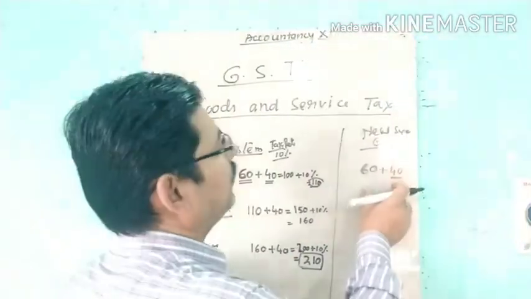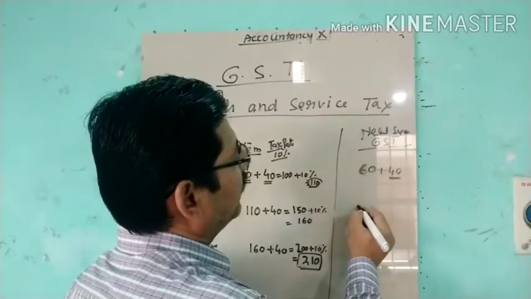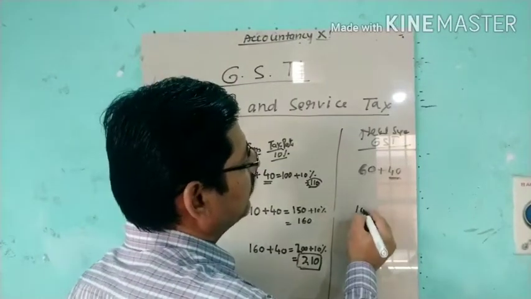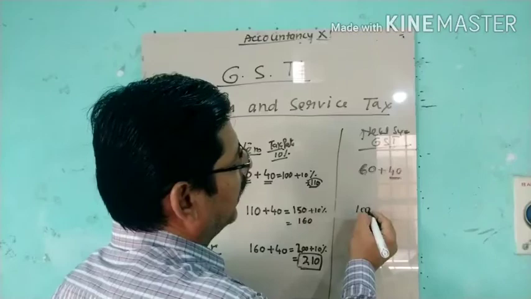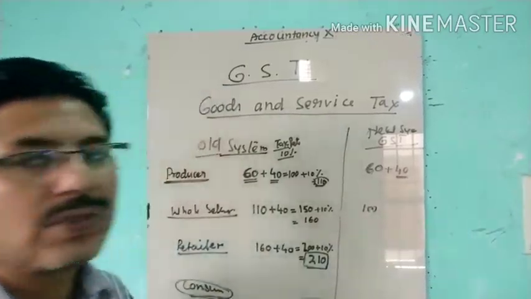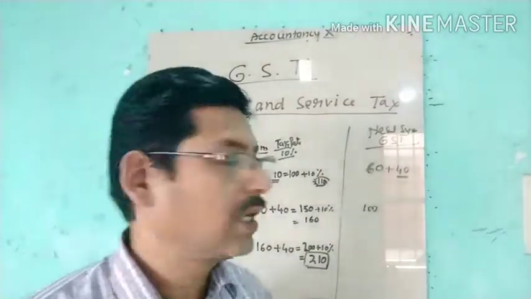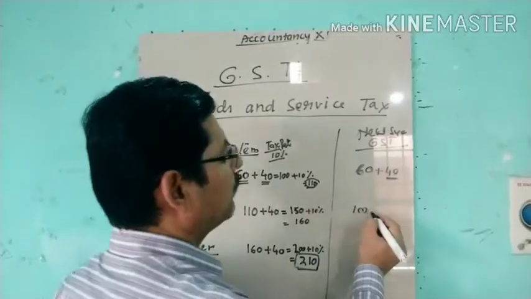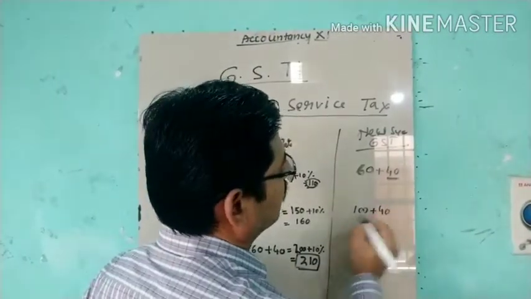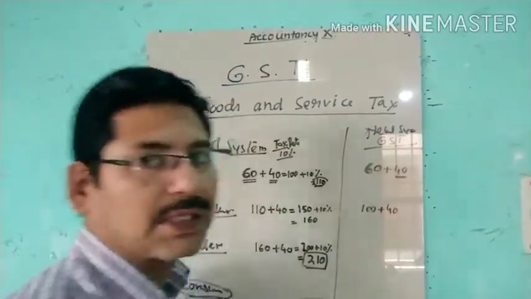Now it will go to the next level. It will be 100 rupees plus tax added to that. This is now sold for 100 rupees plus tax. Now he wants to take 40 rupees profit here plus tax, that is 10%.